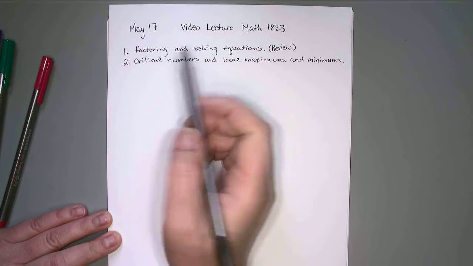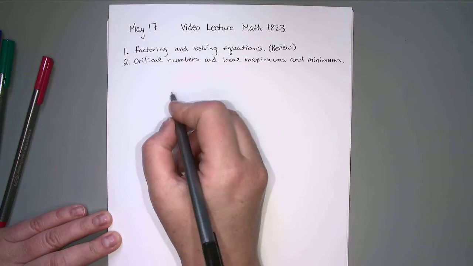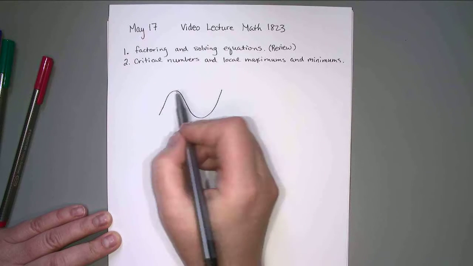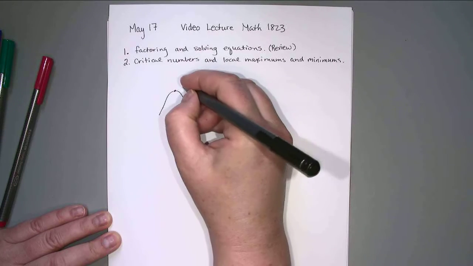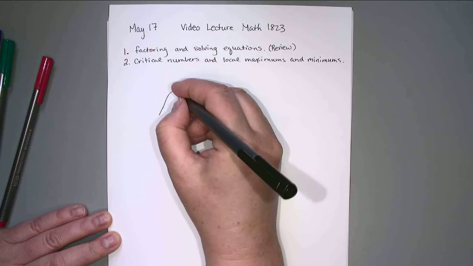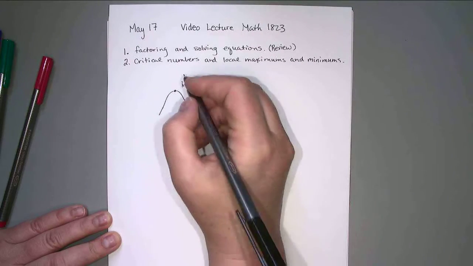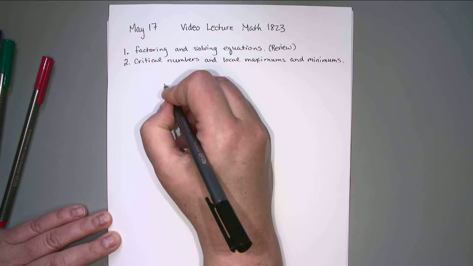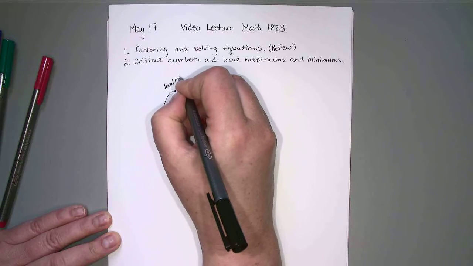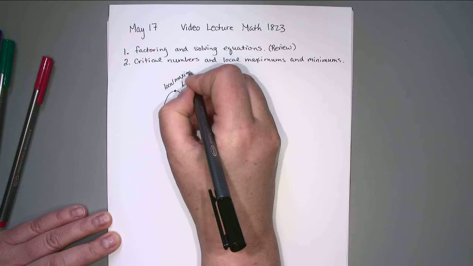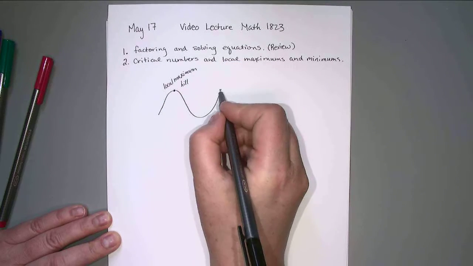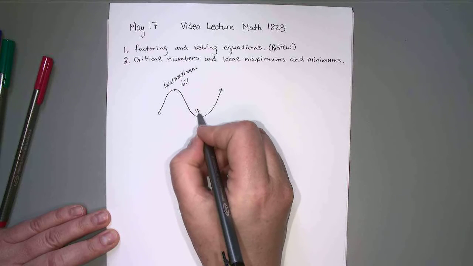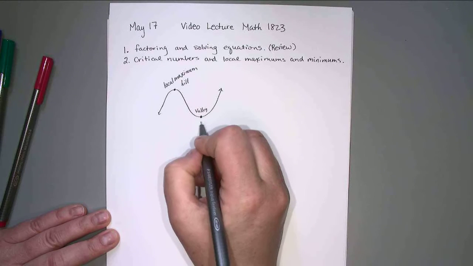So before we do the factoring part, let me just talk to you about a graph. So if we had a curve like this, then this, which I call a hill, so the top of the hill, the point at the very top of the hill, is called a local max. And at the bottom of this valley, we would call this a local minimum.